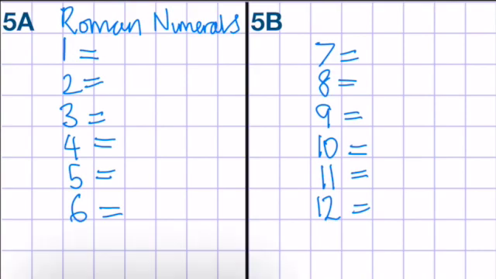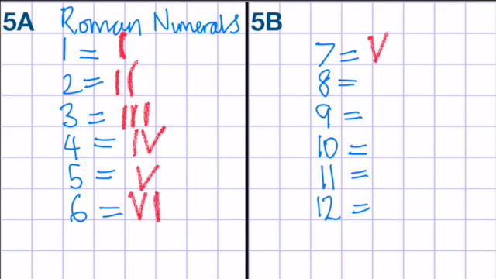So in Roman numerals, 1 is an I, 2 is II, 3 is III. Now let's skip 4, and we know that 5 is V. Now 4 does not have its own Roman numeral, it is IV. So when a Roman numeral comes before another one, you subtract it. So that's 5 subtract 1, which is 4, and 6 is 5 add 1.